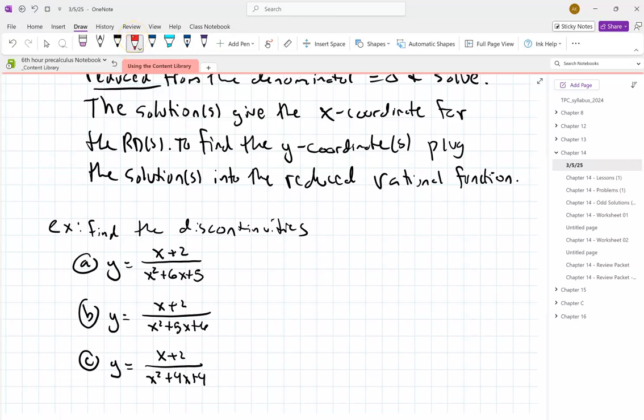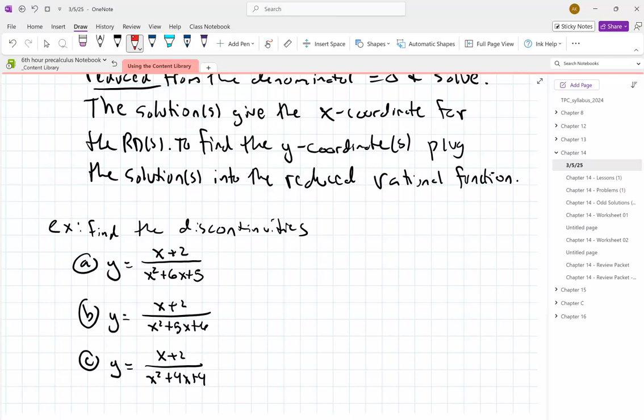Okay, so I have three examples here. The first one is (x plus 2) over (x squared plus 6x plus 5). In both looking for holes or vertical asymptotes, the first step is going to be to try to reduce our rational function. Our first step in reducing is to factor the numerator and denominator.